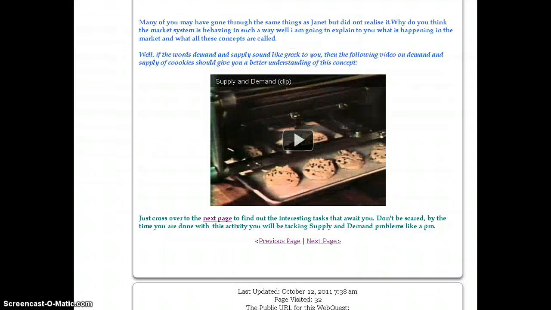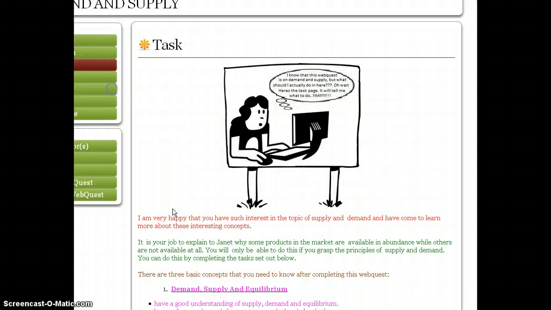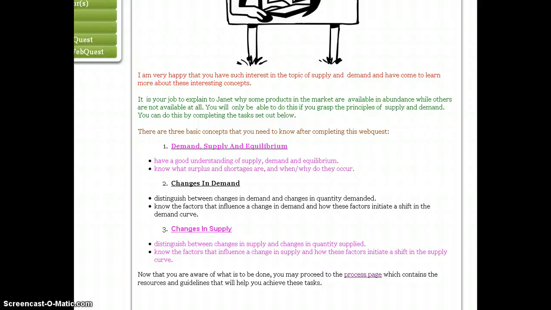Students are now required to go onto the task page, but before doing that, they can view the video on supply and demand on the introduction page. To go to the task page, either click on next page or scroll up and click on the task page. On the task page, you will see what the students are expected to do. That is, it is their job to explain to Janet why some products in the market are available in abundance while others are not available at all. They are also required to grasp the principles of supply and demand.